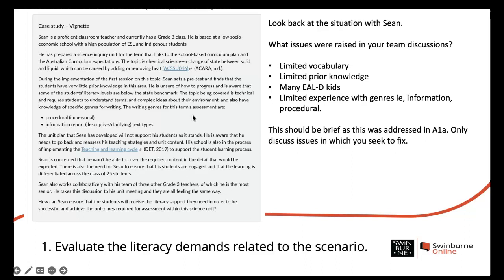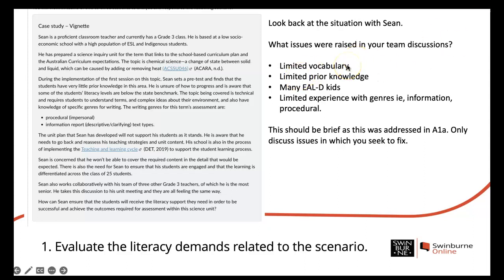So you're going to have to go back. Have a look at what you discussed with your team. Have a look at what notes you've made for yourself. Have a look at that scenario again. And then you can think about what the issues are. What are the gaps? What are the things that Sean and the team are going to have to think about?